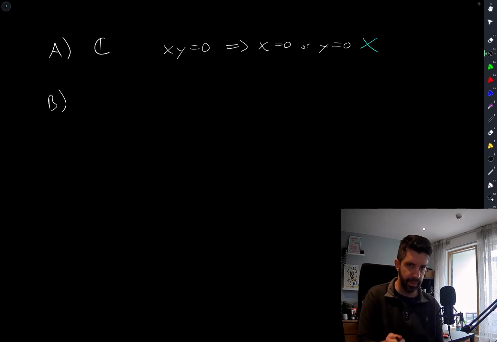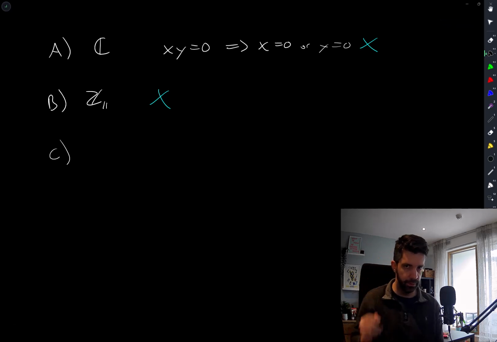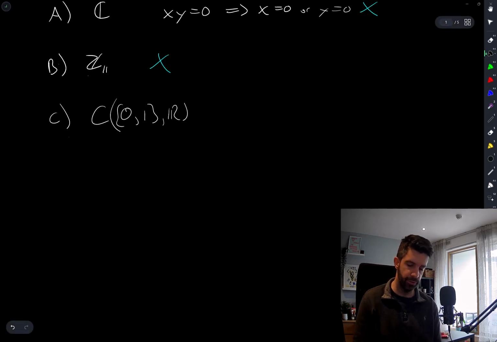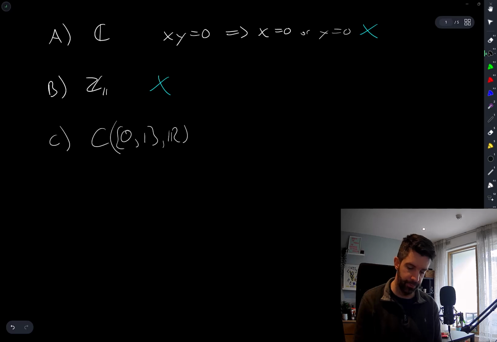B, integers mod 11. Again, 11 is a prime, so same thing holds. Option C is correct. Continuous real valued functions on [0, 1]. So let's call this C, [0, 1] to R. So the answer to this one, I can give an example.